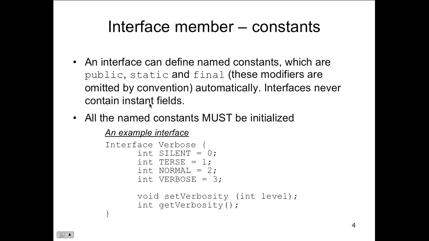Interfaces never contain instance fields. They can't. There's nothing for each. You can't make an instance of an interface, so why should you have instance data members? Doesn't work that way. So interfaces are implemented by classes. They're not classes. So by default, everything's static. Everything's public because we have to extend it.